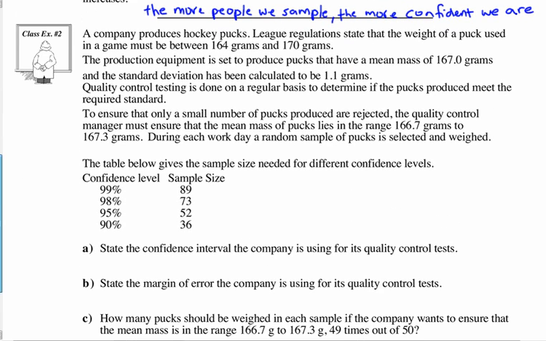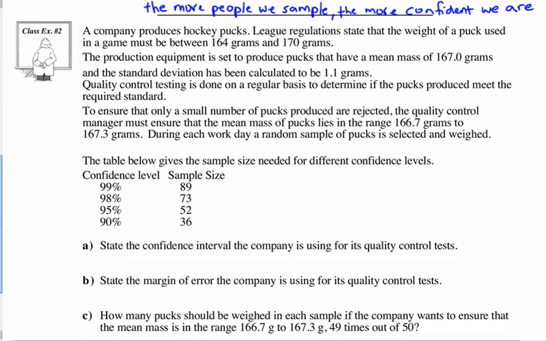So let's look at a problem here. A company produces hockey pucks, and there's regulations that it has to be between 164 and 170 grams. The production equipment is set to produce pucks that have a mean mass of 167 grams and a standard deviation of 1.1 grams. Quality control testing is done on a regular basis to determine if the puck meets those requirement standards. To ensure that only a small number of pucks produced are rejected, the quality control manager must ensure that the mean mass lies between the range of 166.7 to 167.3. During each workday, a random sample of pucks is selected and weighed.